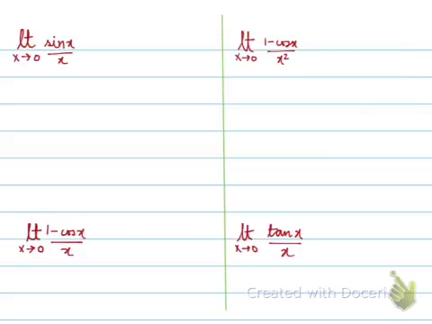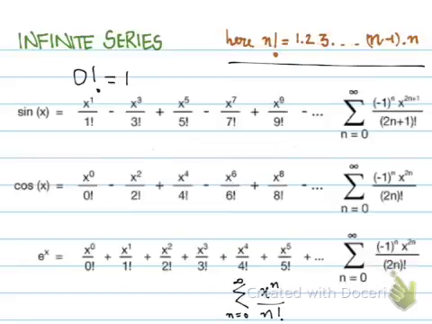Now let's move on. We have 4 limits here which we need to discuss today. First is sin x upon x. We all know that sin x, using this formula here, is x upon 1 factorial minus x cube upon 3 factorial and so on, which was discussed earlier. If I divide here by x, I'll get 1 minus x square upon 3 factorial and so on, right?